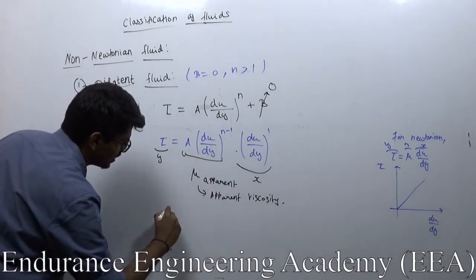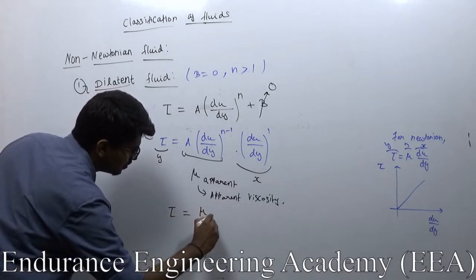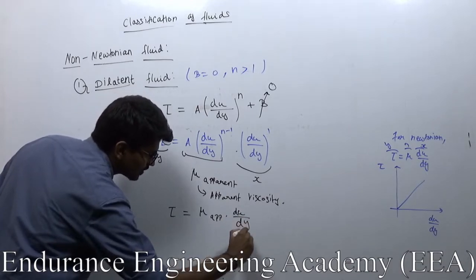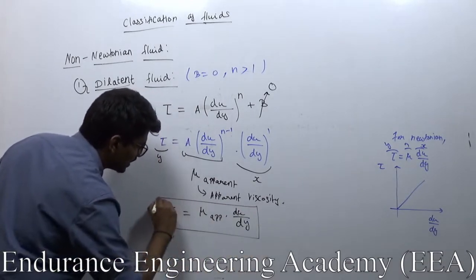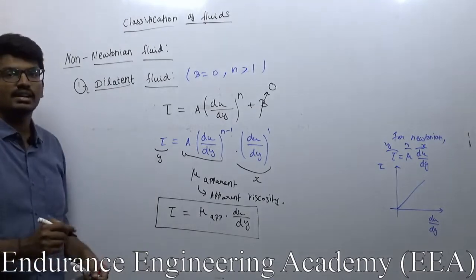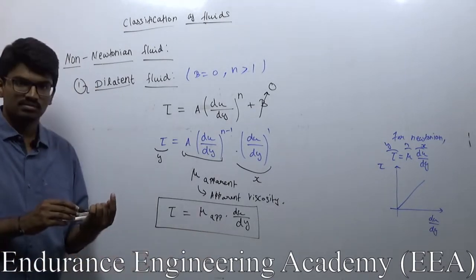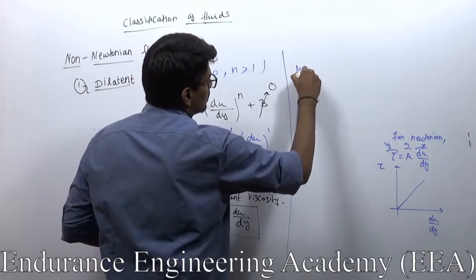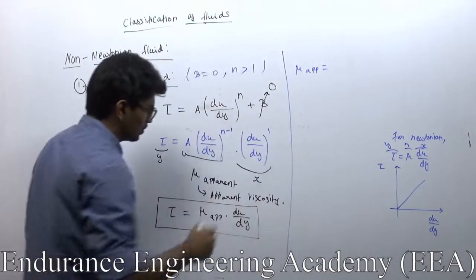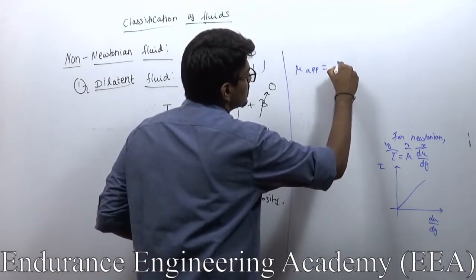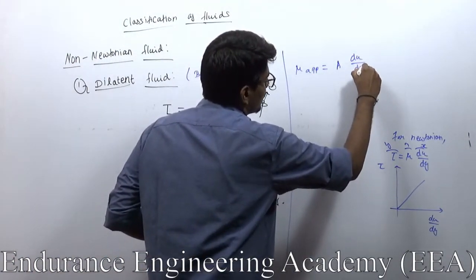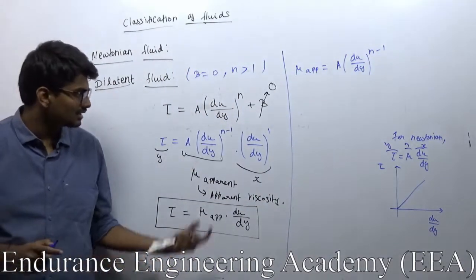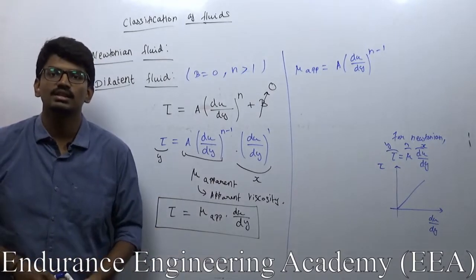Okay, so this total term is apparent viscosity. Now I can write tau is equal to mu apparent into du by dy, right? So this is my tau value. This is my tau for a dilatant fluid, where mu apparent is equal to a into du by dy whole power n minus 1.